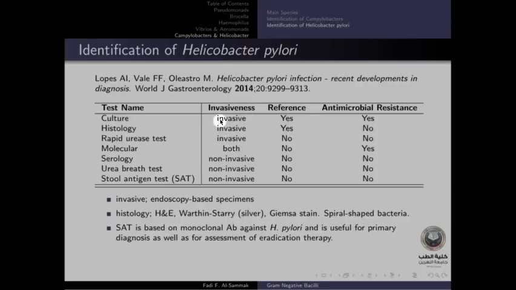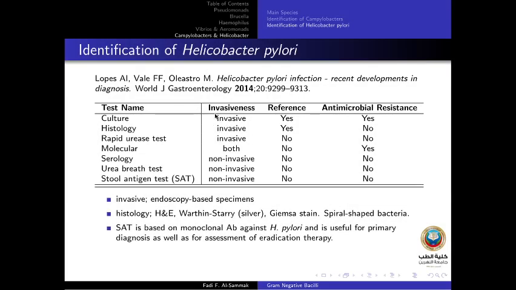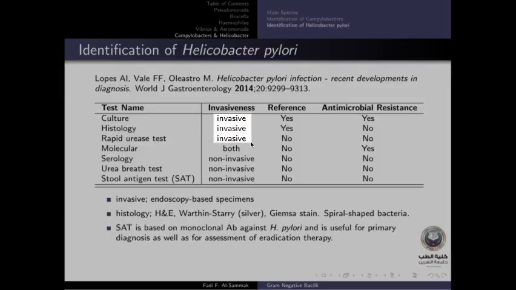Why is that? Because they are carried out after getting a biopsy from the stomach via endoscopy, the oral gastroduodenoscopy, OGD. So by doing the endoscopy, we get the biopsy, and from that biopsy we can do the culture, histology, and rapid urease tests. So these are all considered invasive.